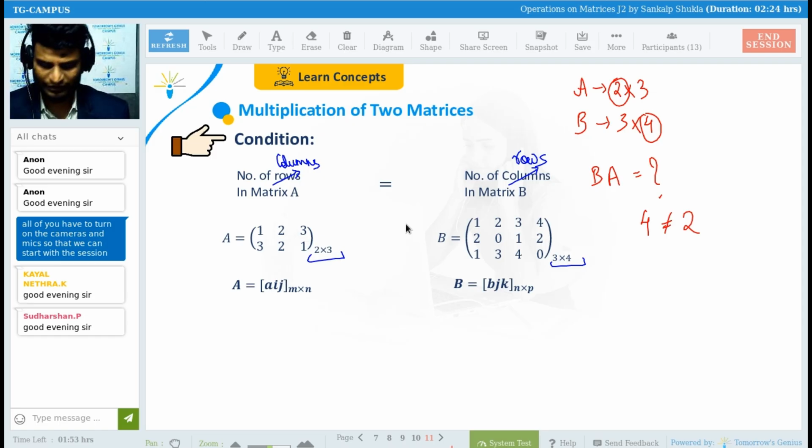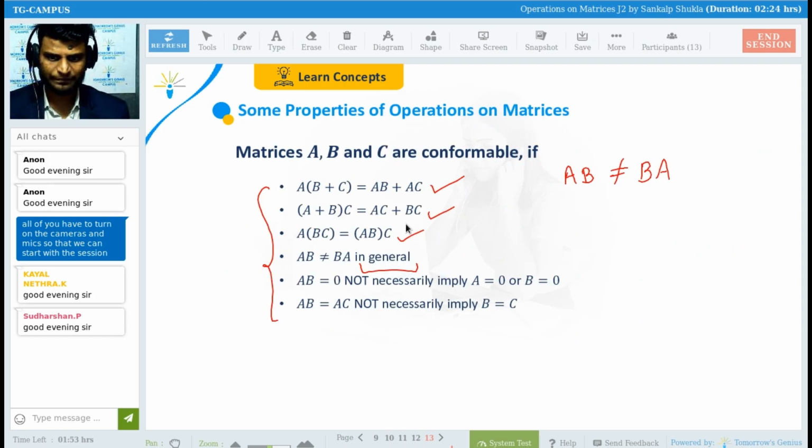So this thing is very important that you have to take care of. AB equal to 0 does not necessarily imply A is equal to 0 or B is equal to 0. If AB is equal to 0, that never means that the entire matrix is 0. There might be some possibility that some elements are negative elements that are added, and the element becomes 0. Also, if AB is equal to AC, there is no such necessity that B is equal to C. So please note this down, guys.